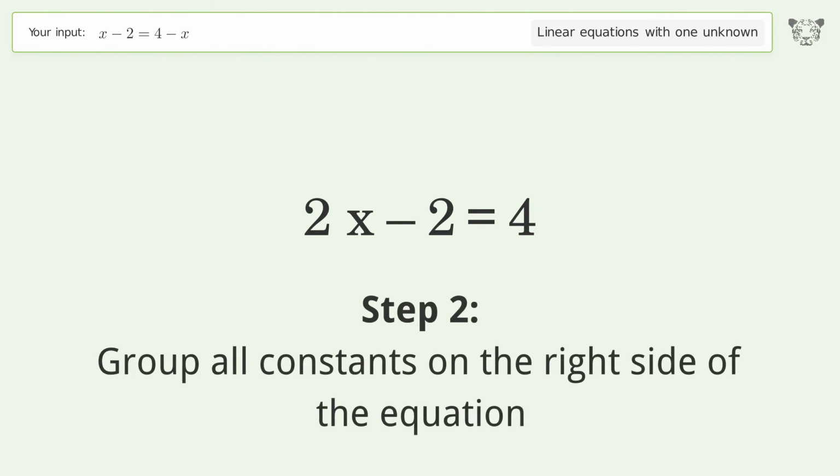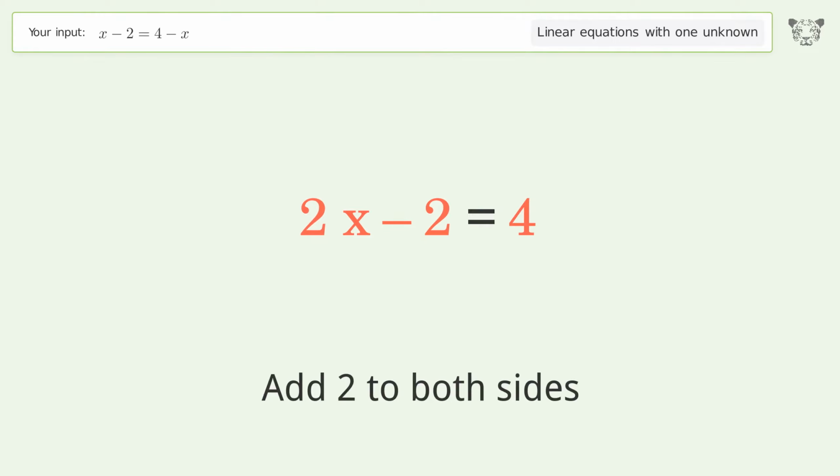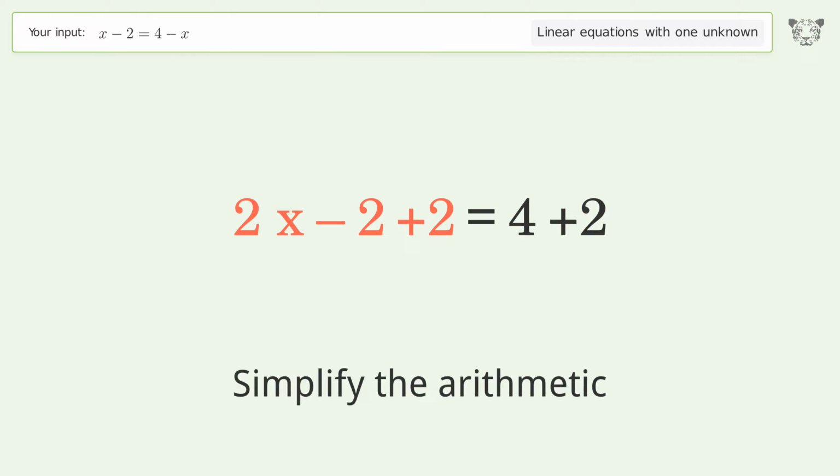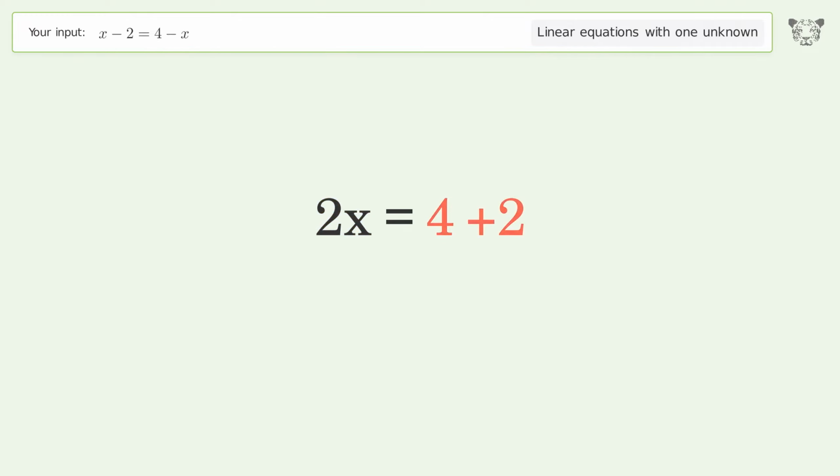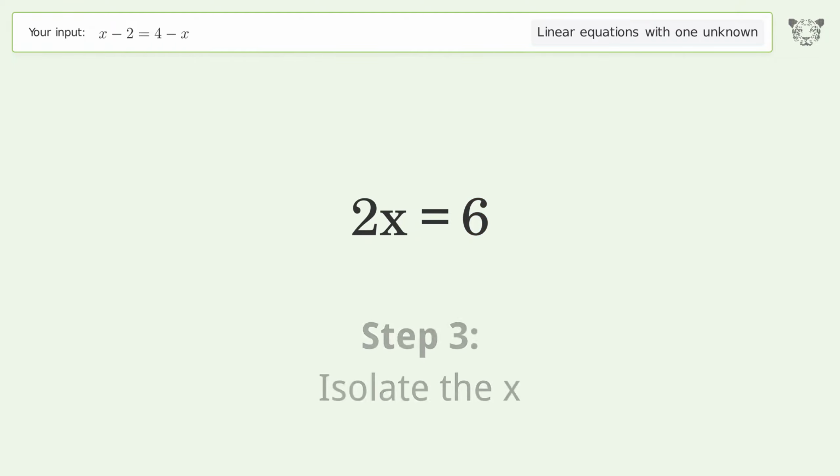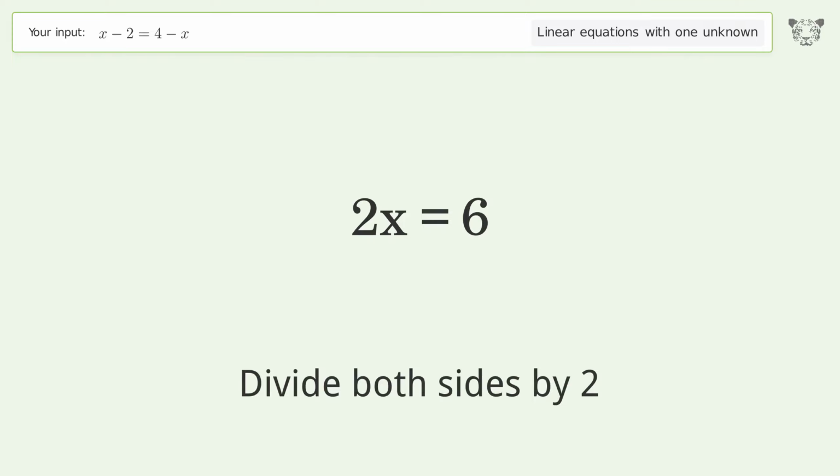Group all constants on the right side of the equation. Add 2 to both sides. Simplify the arithmetic. Isolate the x. Divide both sides by 2.